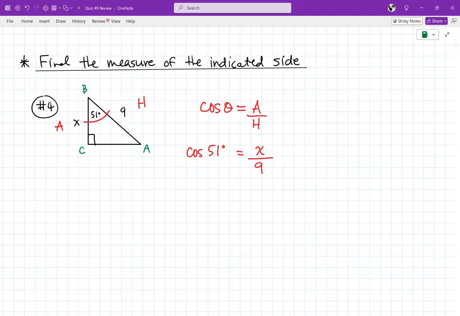All I have to do is move the 9 to the left side by multiplying and then just use my calculator. So let's go ahead and do that. Let's get this 9 and multiply it over to that side. So it's going to be 9 times cosine of 51 degrees is equal to x.